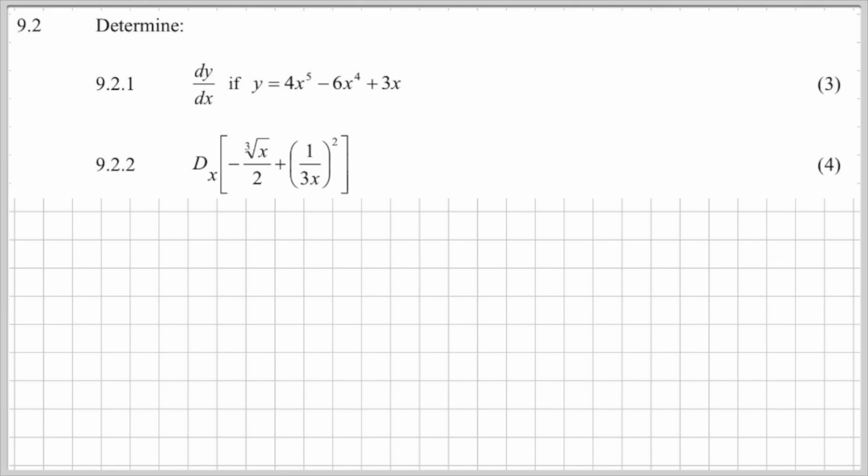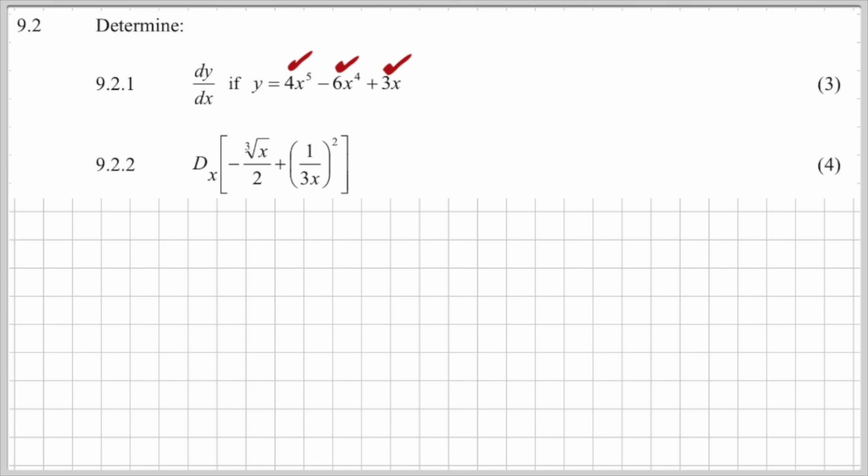Now question 9.2 is just straightforward derivatives. First of all, we need to have a look, can I actually derive every term of question 9.2.1? How do I know whether I can derive it? Remember, there are 3 restrictions: roots, x's in the denominator, as well as brackets. So the first term is just 4x to the 5, so I can derive it, as well as the second one, as well as the third one.